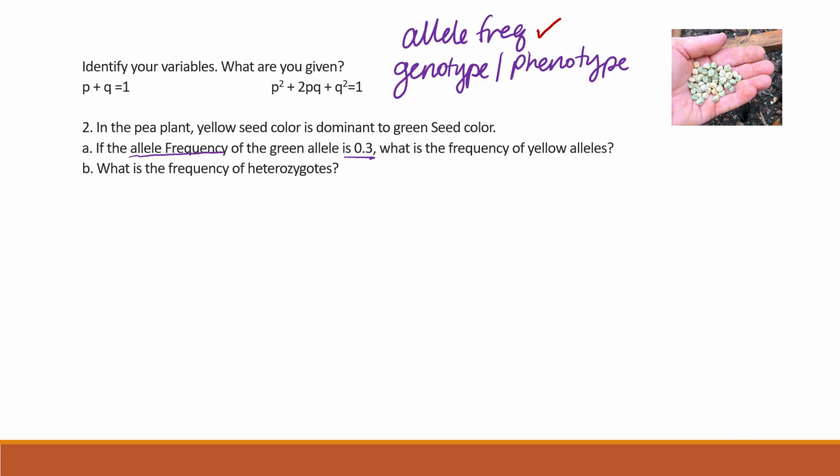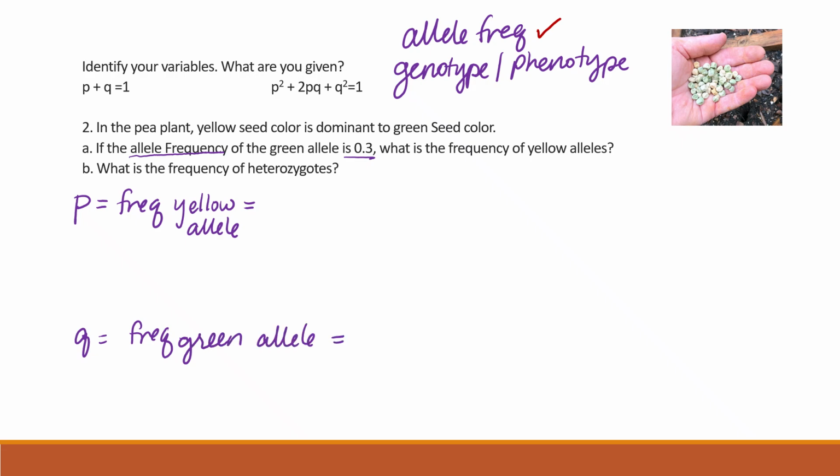So let's go ahead and set our alleles. P is conventionally the frequency of the dominant allele. So we're going to say P is the frequency of the yellow allele. And Q is then the frequency of the green allele.